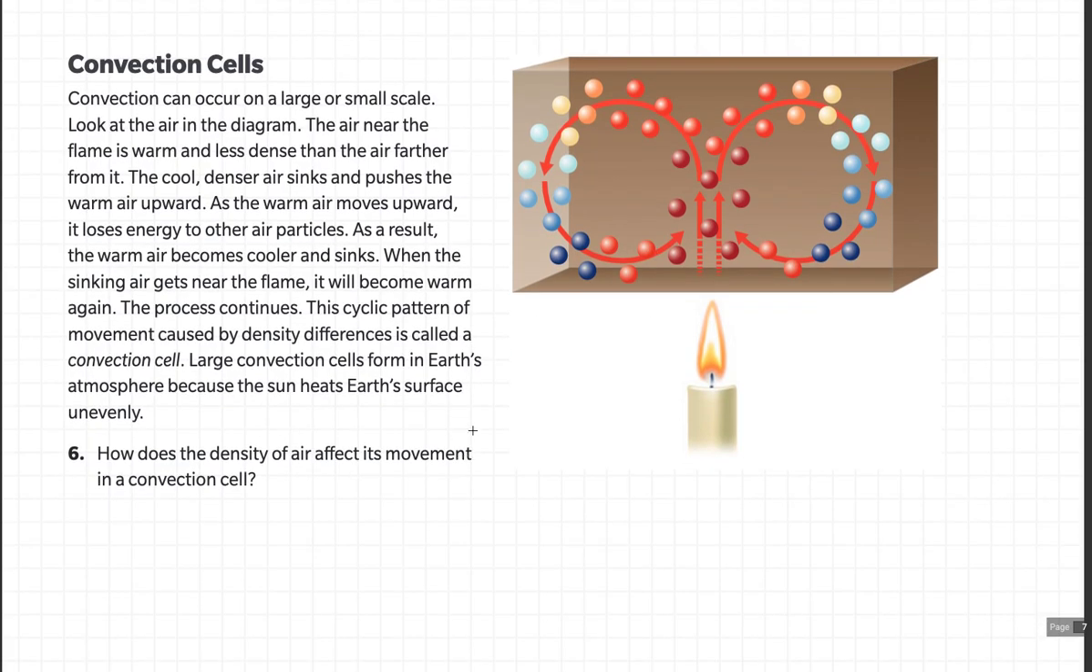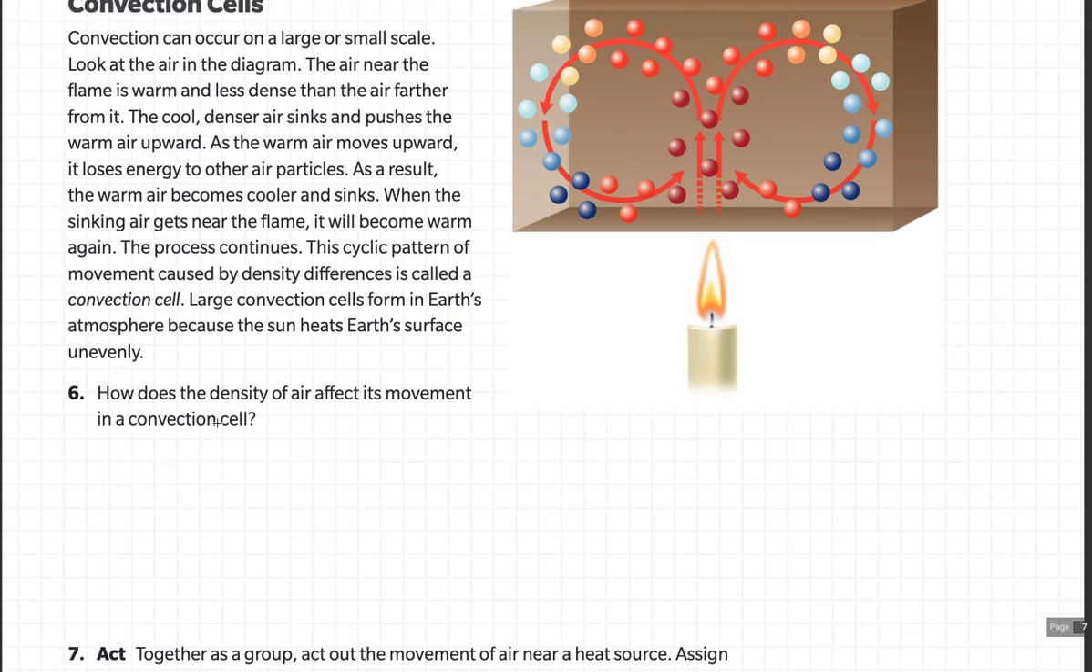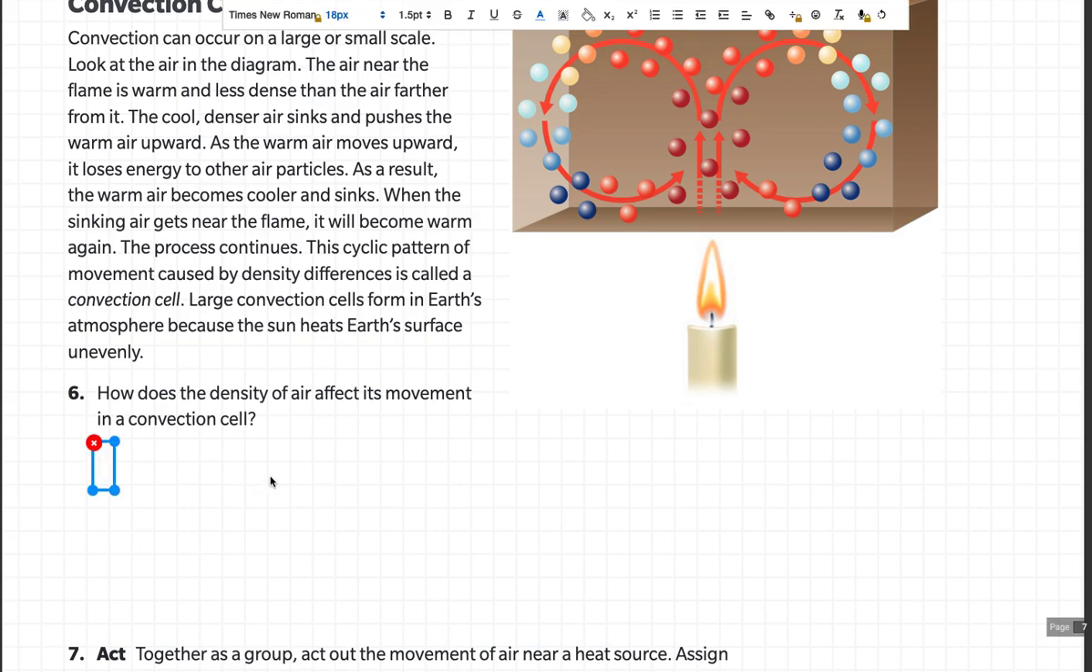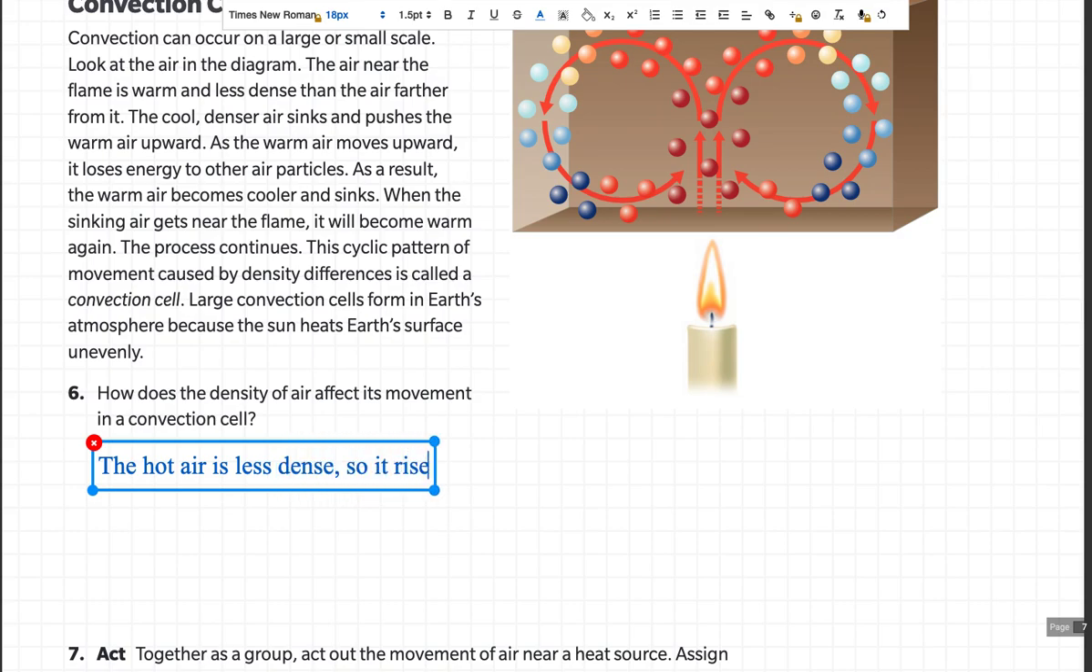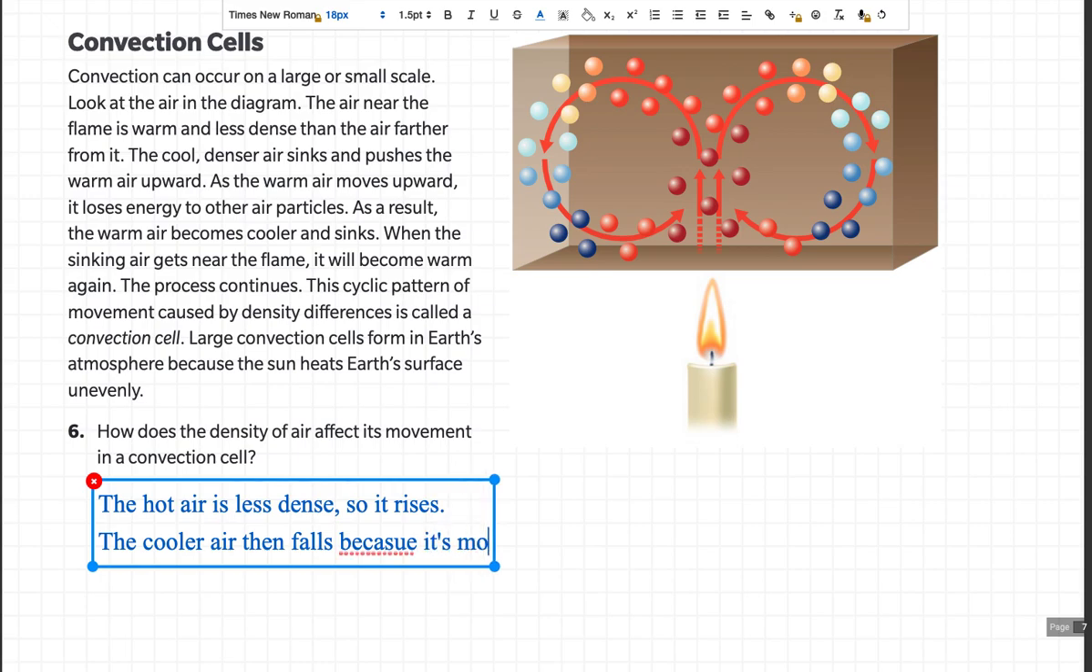Here is a diagram of a convection cell, and this kind of just describes convection more. And this question says, how does the density of air affect its movement in a convection cell? And this is essentially the same thing we've been talking about, right? So the hot air is less dense, so it rises, right? You can see that here. The red is hot. You can even see here, these red ones are more spread out than these blue ones, right? It's less dense, so it rises. The cooler air then falls because it's more dense.